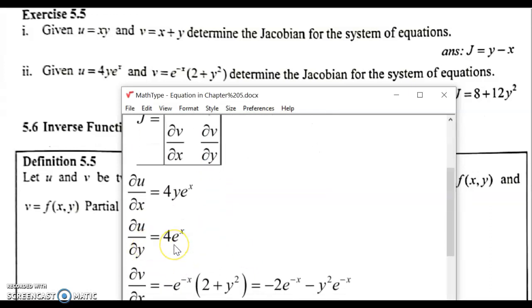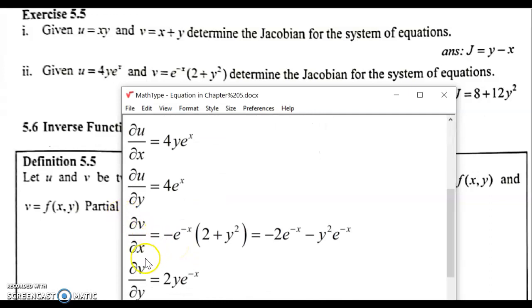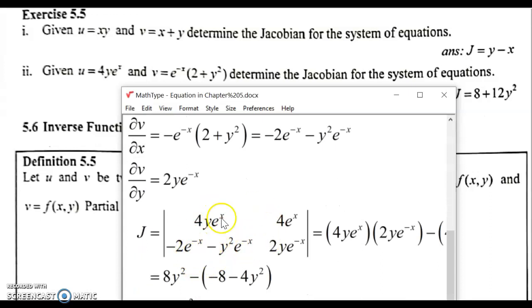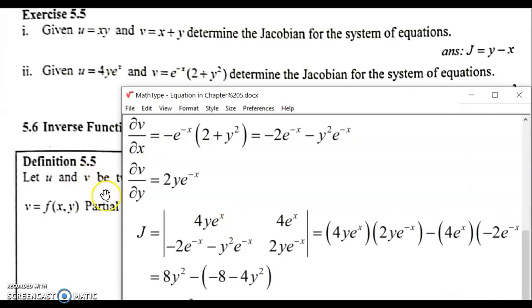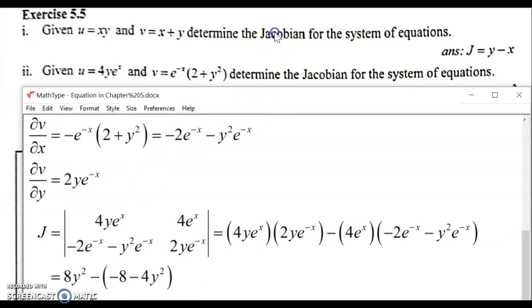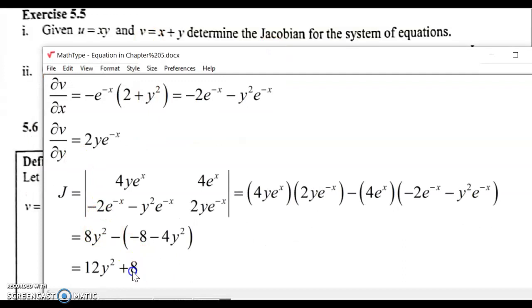Partial u over y, partial v over x, and partial v over y. Substitute it in the system, and then calculate the determinant and simplify it, right, to get the function. Now that is the steps in finding the Jacobian function, right?